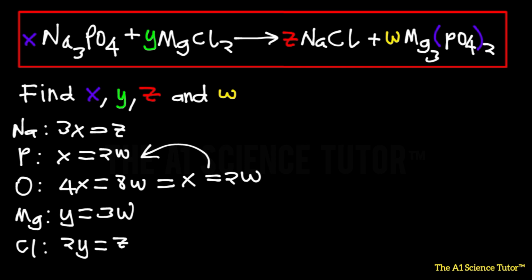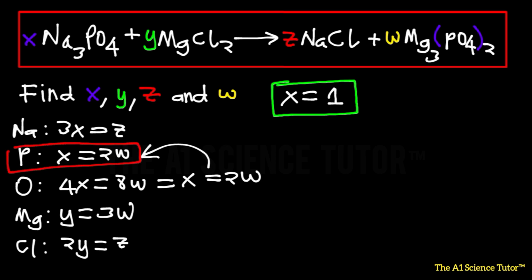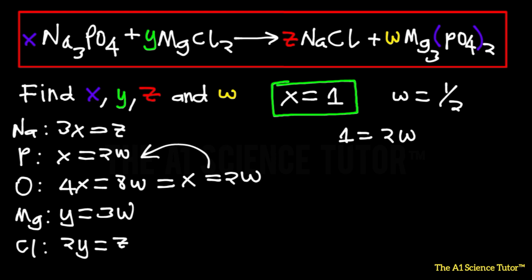So these are the set of equations that you need to solve. Now the easiest way to do it is to designate one of the variables as 1. So let's say in this case, x is equal to 1. We're just going to choose this one. Now if x is equal to 1, let's use this particular equation to find out what w is going to be. So if x is equal to 1, that means we're going to have 1 is equal to 2w, and w will be equal to 1 divided by 2.